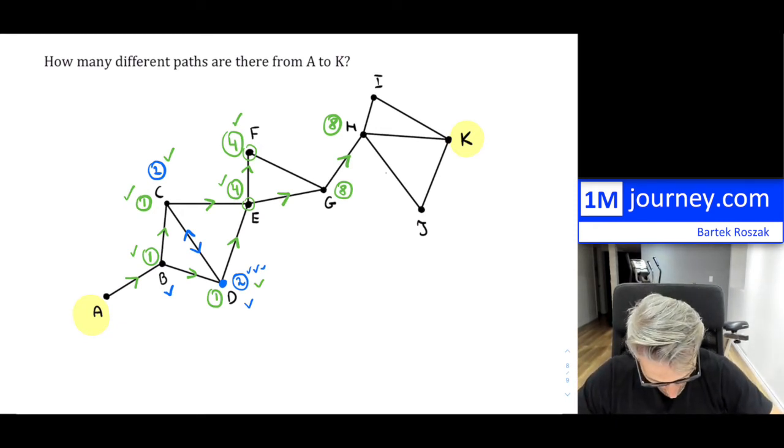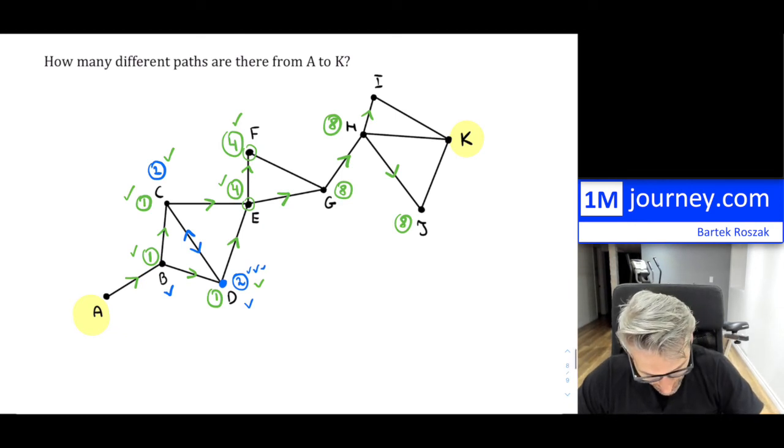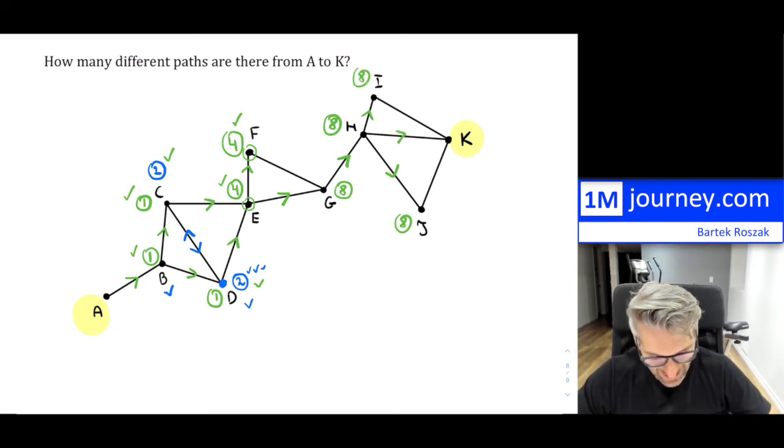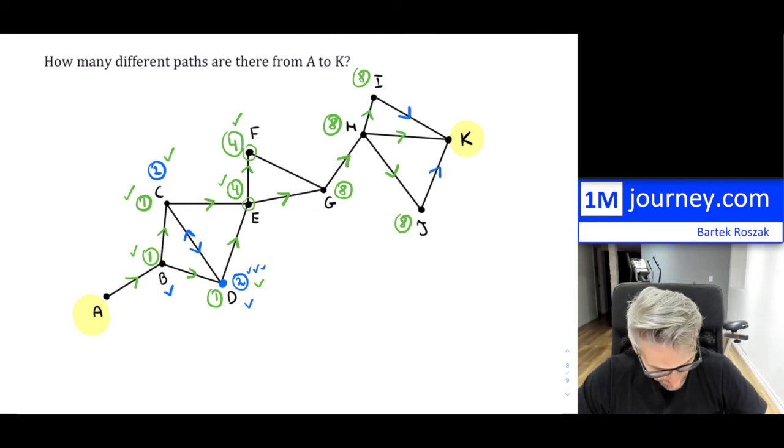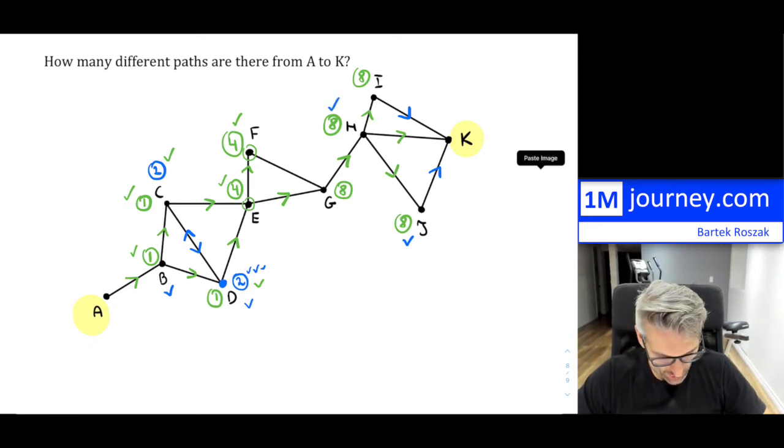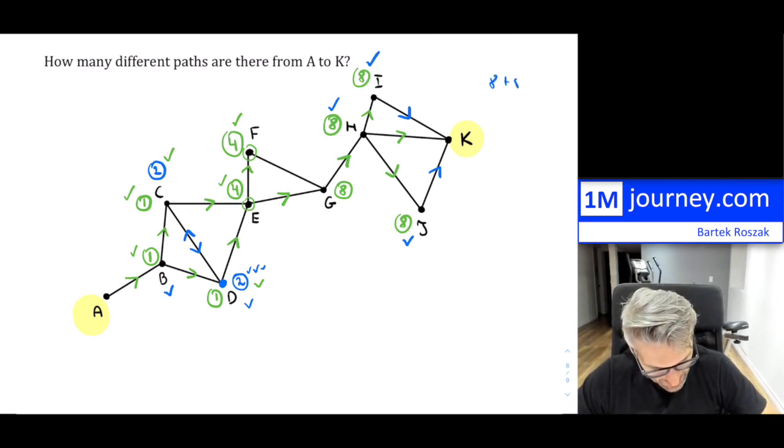Now again, I'm going to be running into problems. Right here, notice that to get to J there will be 8 different ways from H. To get to I, there are 8 different ways. To get from H to K, there are 8 different ways. However, you can also get to K from here. So that would be 8 going from J, 8 going from H, and 8 going from I. In total, that's 8 plus 8 plus 8, which is 24 different ways.